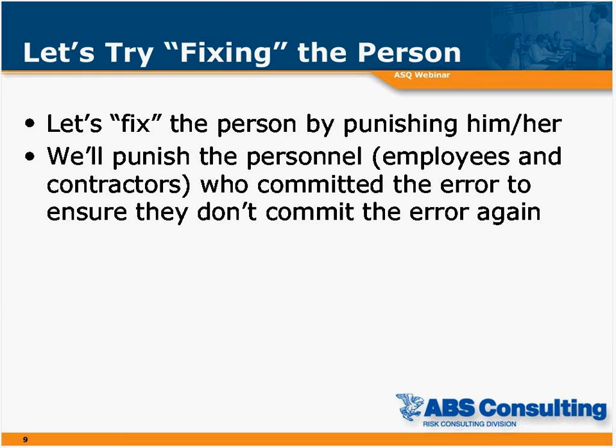So let's start this. Let's fix the person. How are we going to do that? One way, and it's a very common way, is by punishing the person. And there are very many forms of punishment, some overt and some subtle, and we're going to talk about them. We punish the personnel who commit the errors to ensure that they won't commit that error again. So we have a goal. We don't want this bad thing to happen again. We don't want people to make a mistake. So let's punish them to make them understand how important it is to fix the situation.